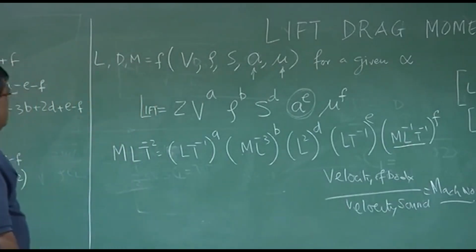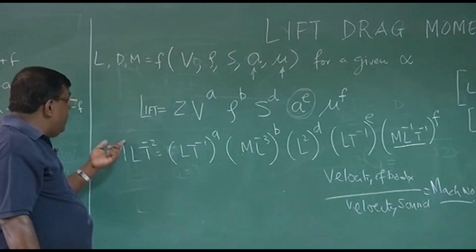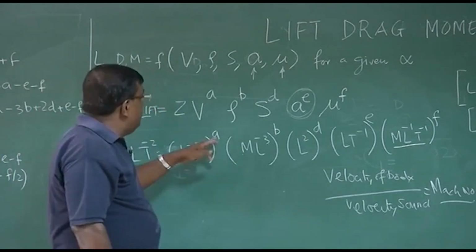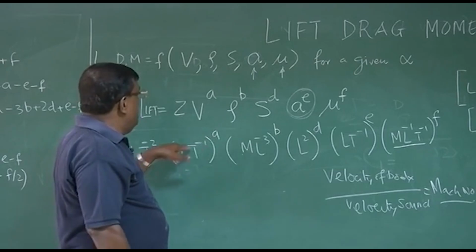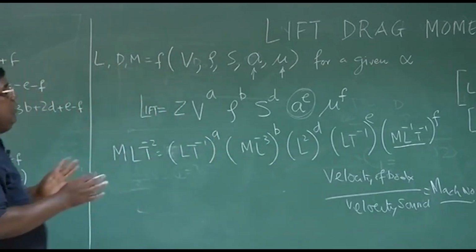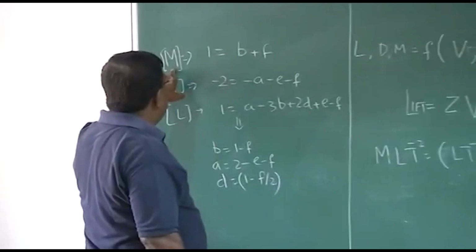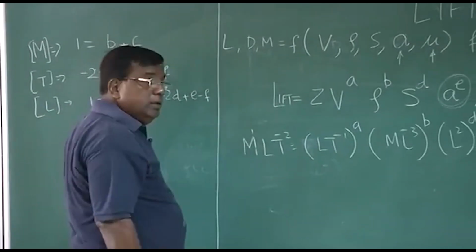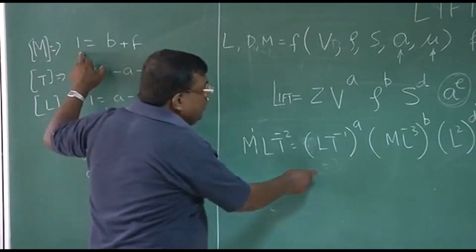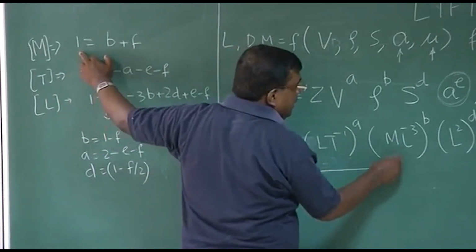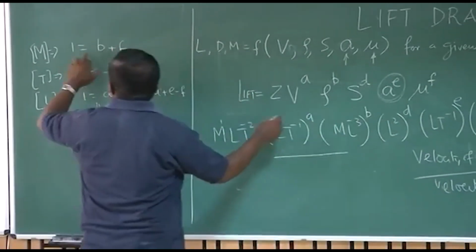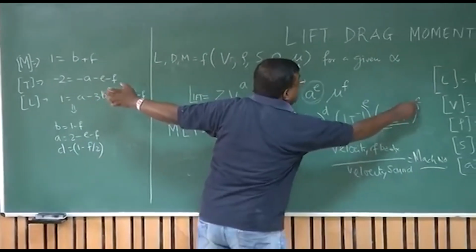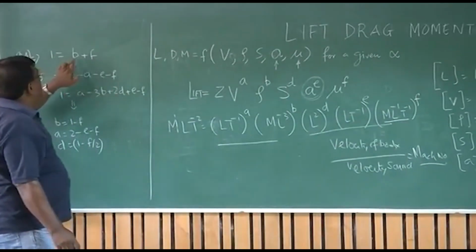Correct? Now we will compare the exponents, the powers of M, L and T, left hand side and right hand side. Like we will compare the exponent of L, M and T on both the sides, and try to find the equation. If I see the dimension M, then what is the exponent here? M to the power 1, right? So 1 is here. Here if I go, M is here, M to the power b. So b is the exponent. And again further I go. Yes, here M to the power f. So f.